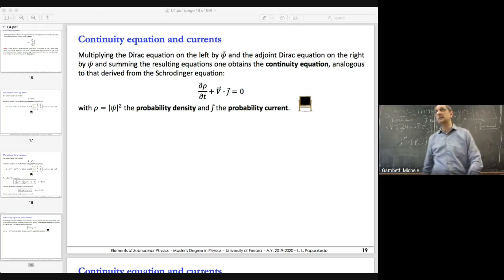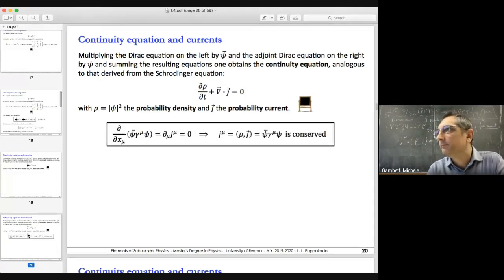So if you now go back to the slide, you will see that we just derived the continuity equation that you know from non-relativistic quantum mechanics. Okay, this is exactly what we derived. This is the zero component and this is the spatial component. Altogether, this is the four-current and its derivative is zero. Okay, this is summarized now here. So the four-current, a four-vector defined in this way in terms of the adjoint spinor and the Dirac matrix, is a conserved quantity.